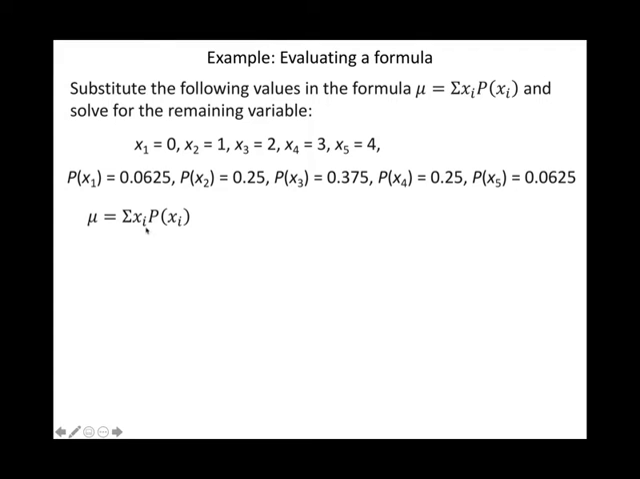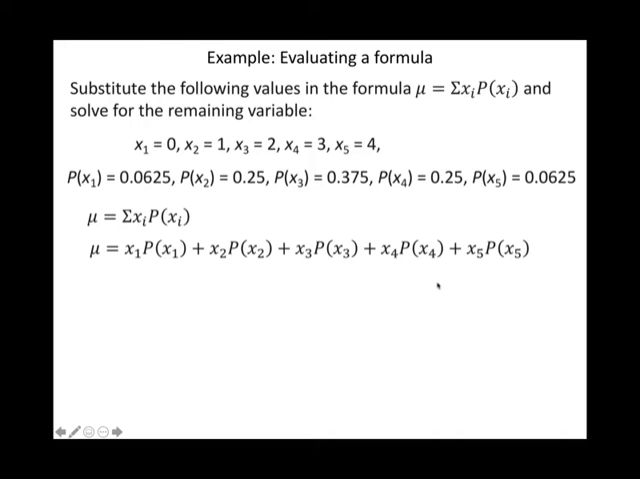I want you to substitute these values into this formula. So let me write down the formula one more time. And again, this is summation notation, which means you want to add it all up. So when i equals 1, I will have x1 times P of x1. And plus, because of the summation notation, x2 times P of x2. Plug in i equal to 1, 2, 3, 4, and 5. And then we want to add it all up.